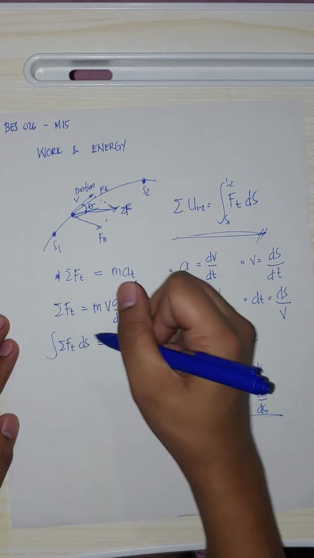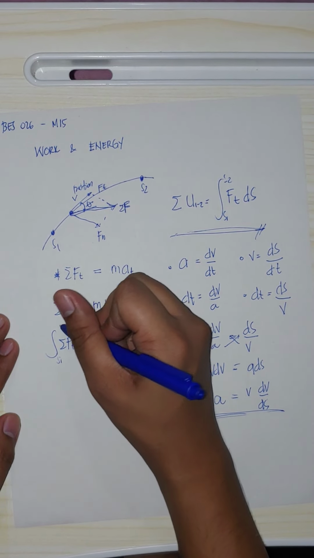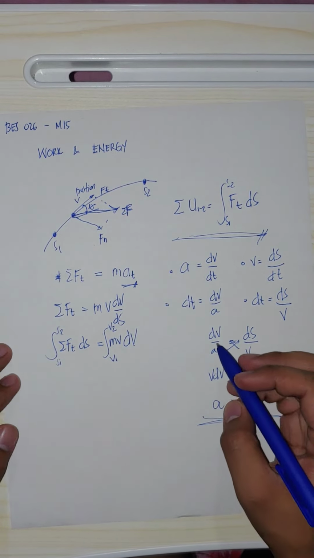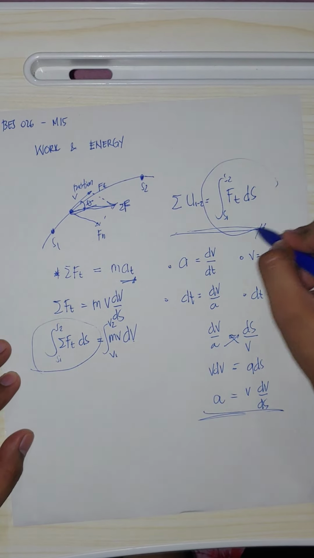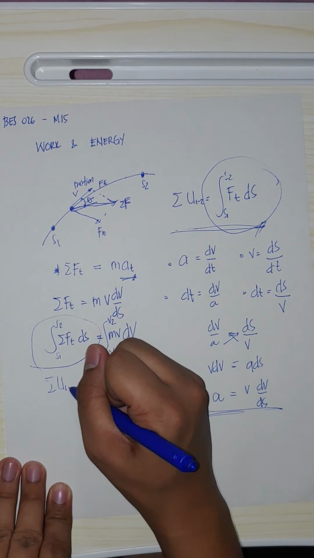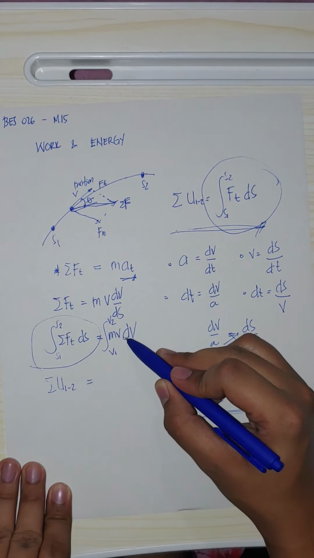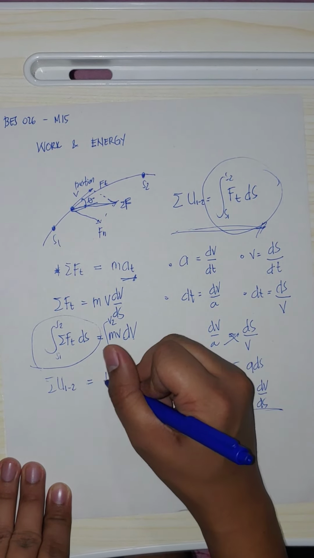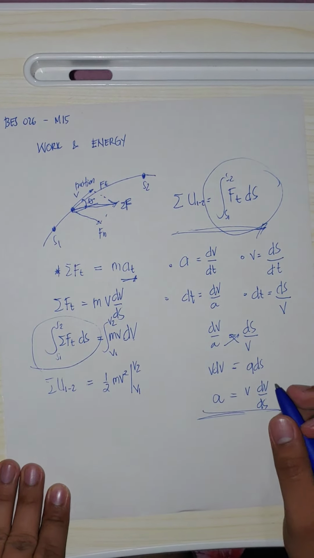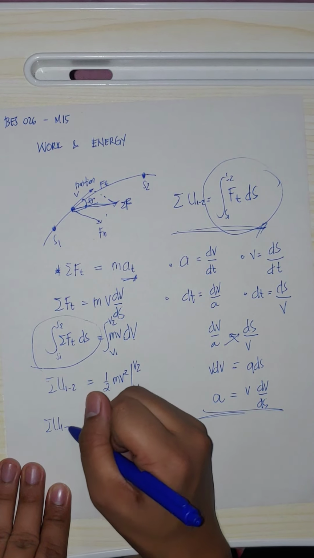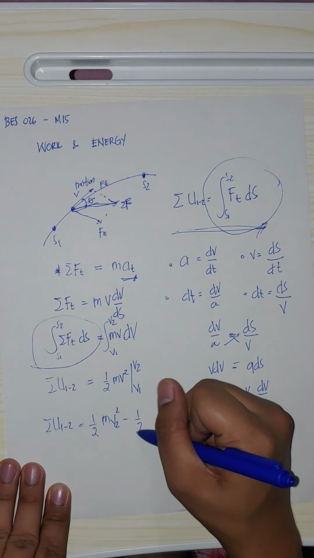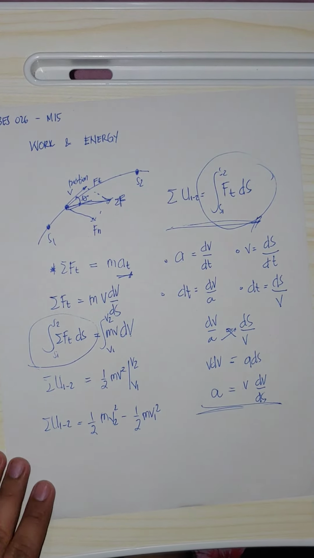Now, if we integrate both sides, here from S1 to S2, and here, since this is dv, from initial velocity to its final velocity. So this side here looks similar to this side. In other words, the summation of the total work done is equal to this. So what is the integral of this? We will have 1/2 mv squared from v1 to v2, or 1/2 m v sub 2 squared minus 1/2 m v sub 1 squared.